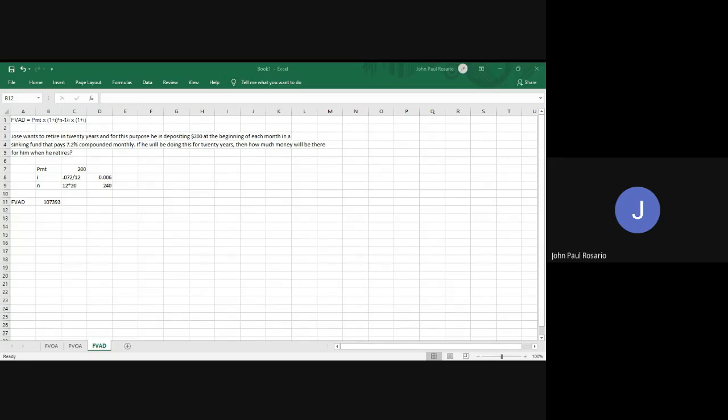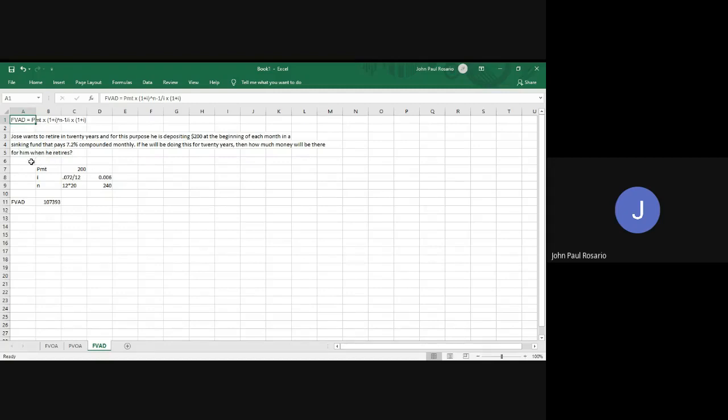Okay, sige. Recap for everybody nga magtanaw ani nga video. So, this is our formula for our future value of annuity due. The difference between annuity due and ordinary annuity is annuity due, ang iyang payment is at the beginning of the period, while ordinary annuity is at the end of the period. And then we're trying to solve here the problem nga si Jose ang involved.